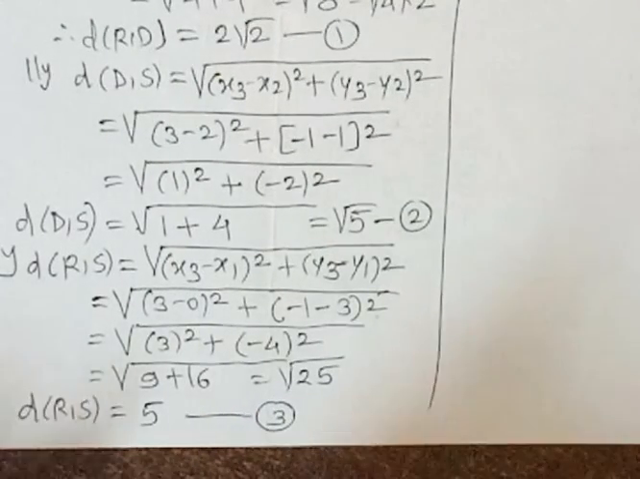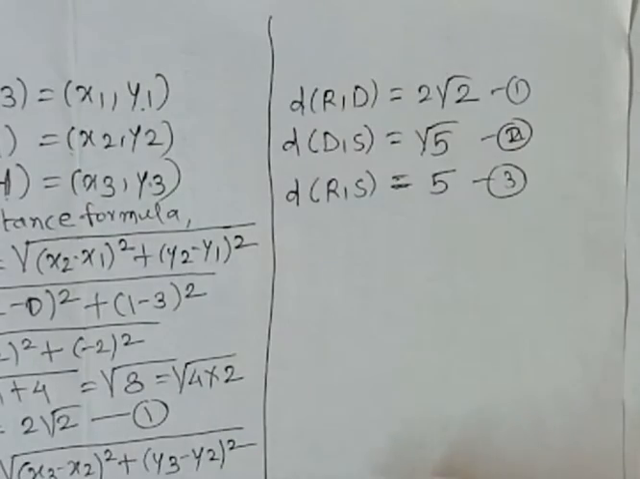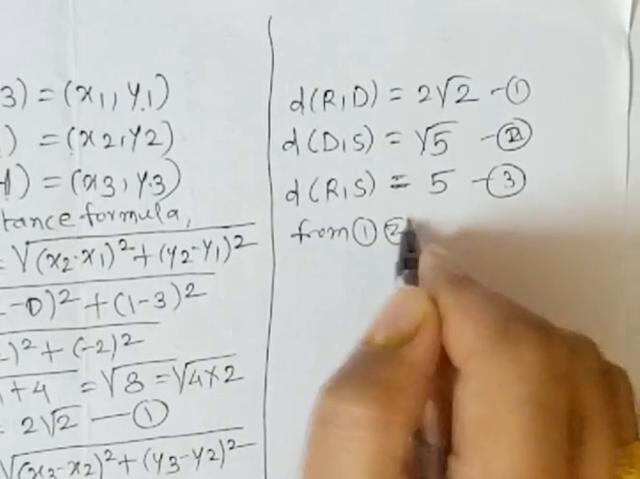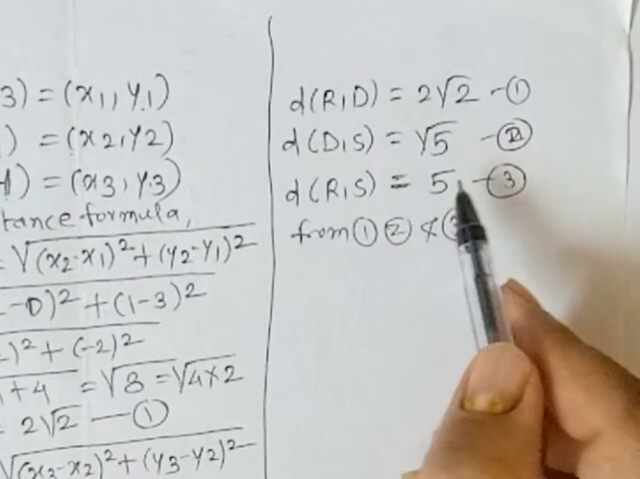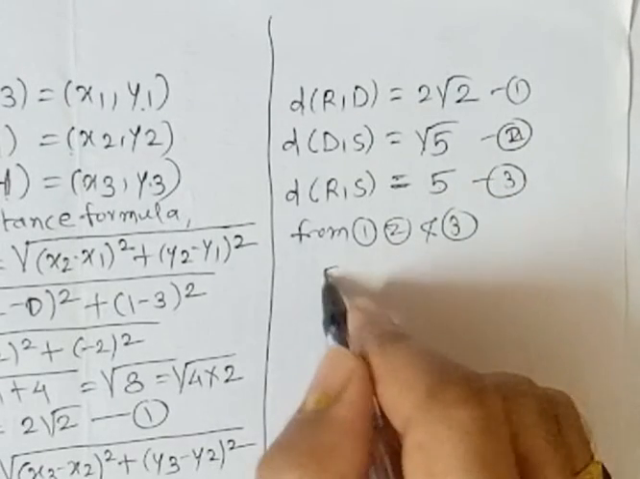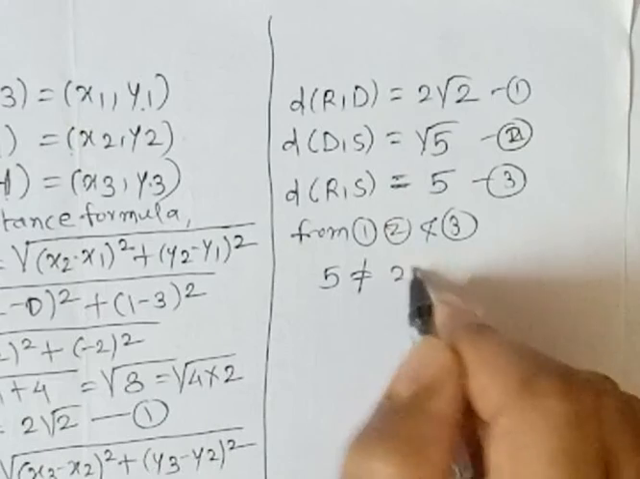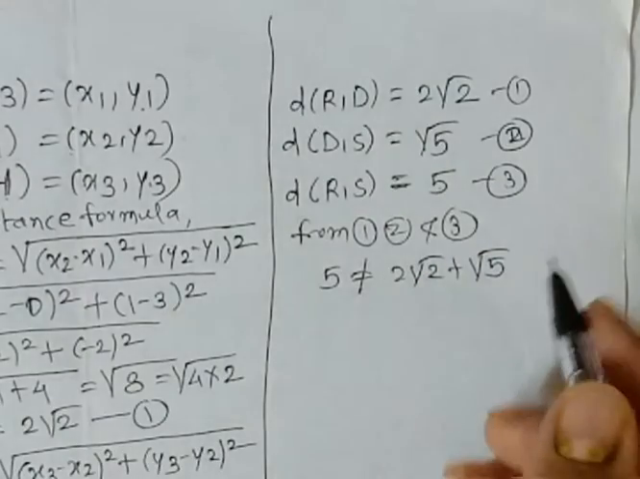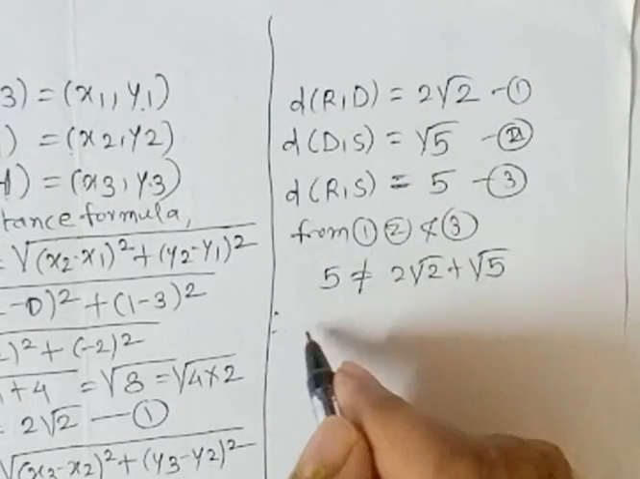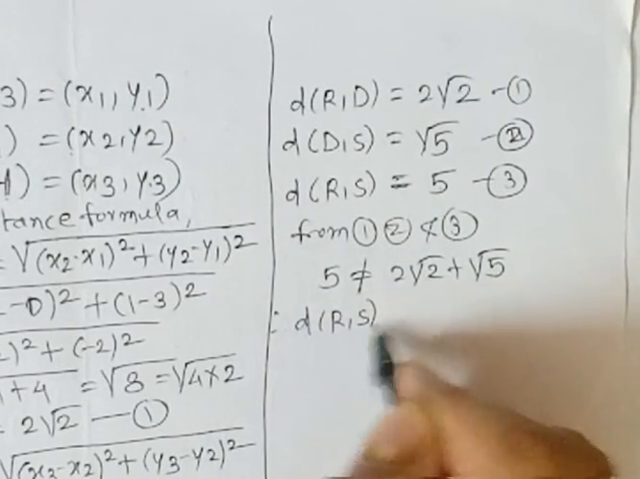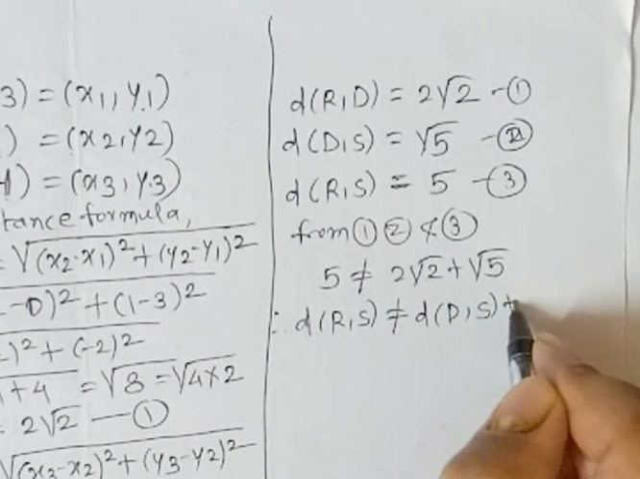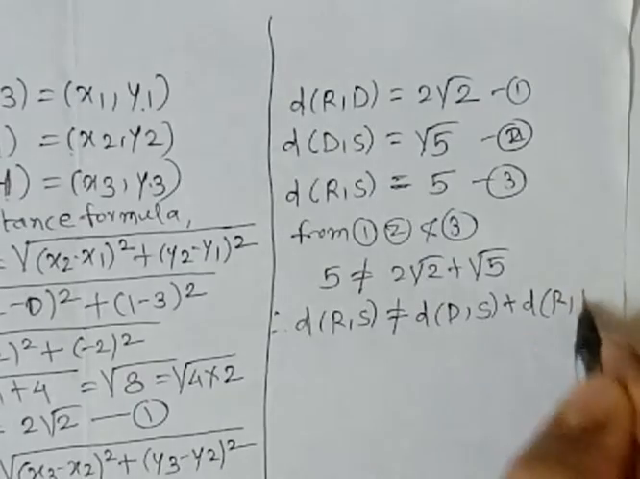Now see from first, second and third. I write here from first, second and third. Which is greater here? 5 is greater. 5 is not equal to 2 root 2 plus root 5, and therefore 5 means distance RS is not equal to distance DS plus distance RD.